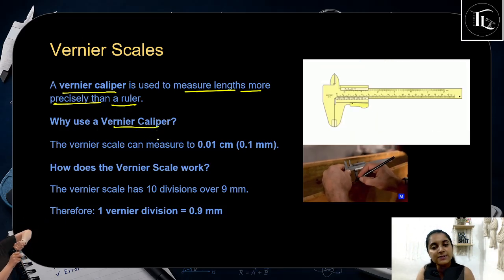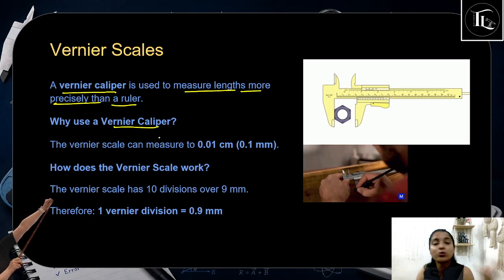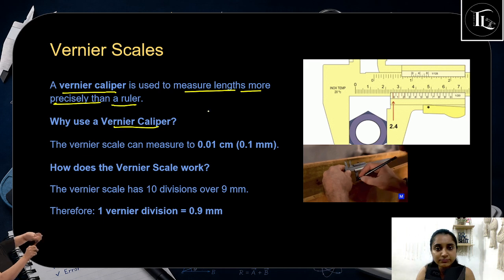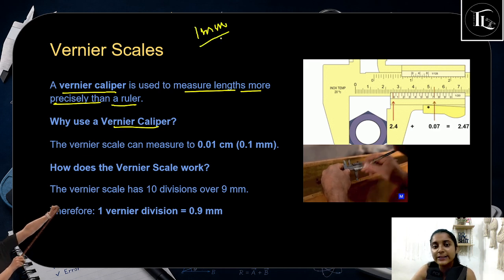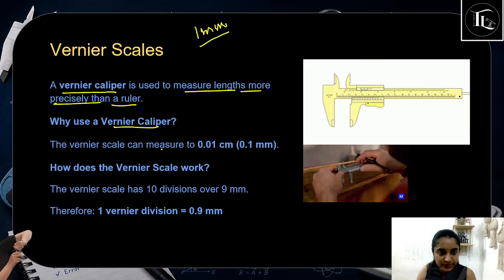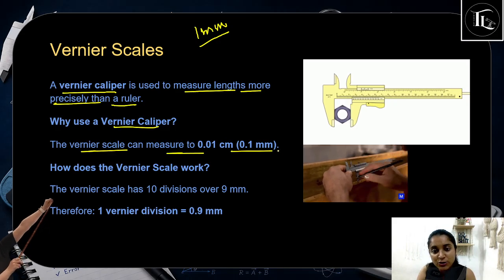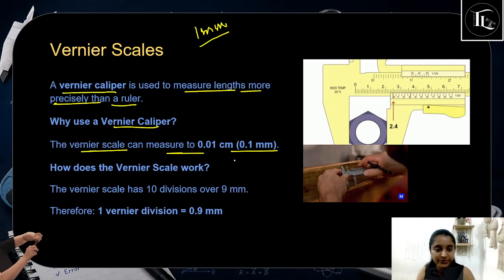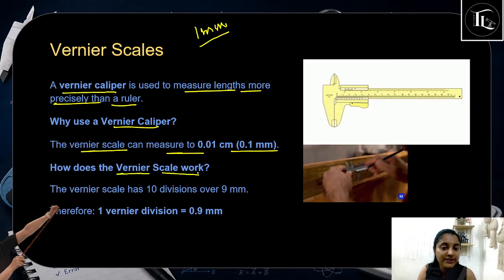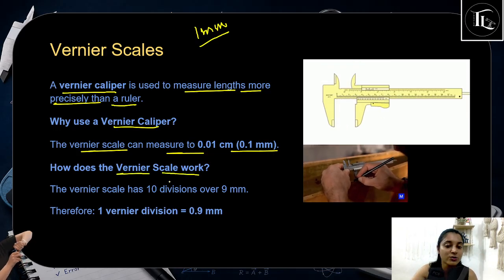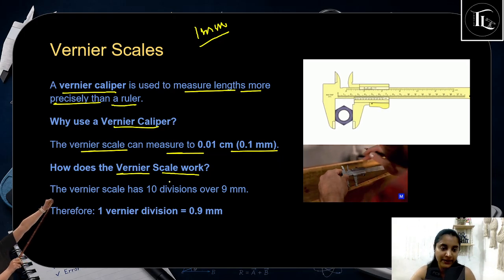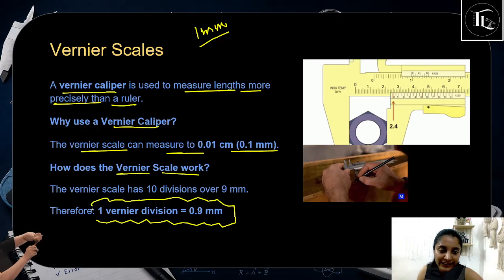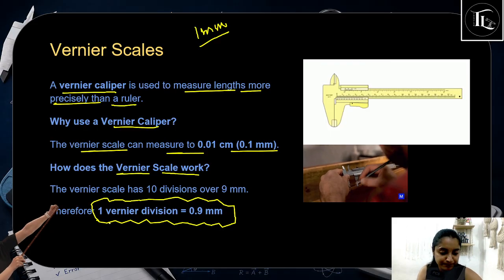And usually a meter scale or simply a ruler that we use can measure up to 1 mm. But a Vernier scale can measure up to 0.1 mm or 0.01 centimeter. Again, accurate. Then, how does the Vernier scale work? A Vernier scale has a total of 10 divisions over 9 mm. That means one Vernier division here would be 0.9 mm. This is important to note down here.